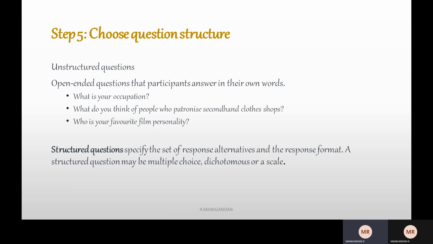Then there are structured questions. Specify the set of responses and the response format. A structured question may be multiple choice, dichotomous, or scaling. These structured questions can get good data, because we give choices, so then they can easily answer.